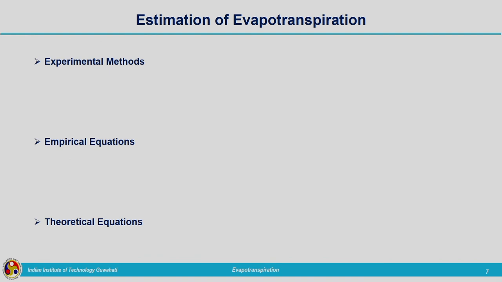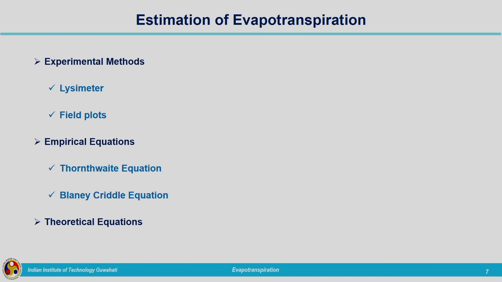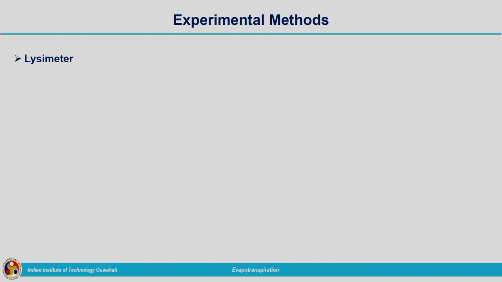ways of estimating evapotranspiration. Experimental methods: the commonly used experimental method is by using a lysimeter and also field plots. Empirical equations: Thornthwaite equation and Blaney-Criddle equation. And theoretical equations: Penman-Monteith equation. So, you can see different equations in the literature related to the estimation of evapotranspiration; only very common methods are discussed in this lecture. So, let us start with the experimental method, that is lysimeter.